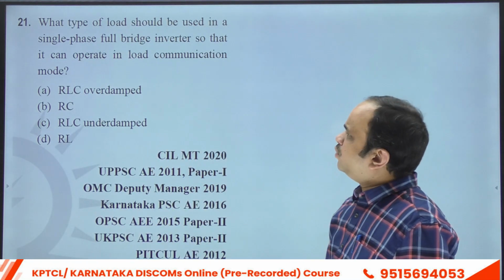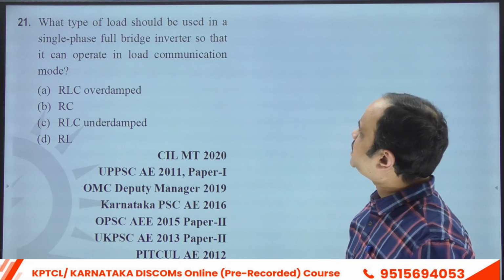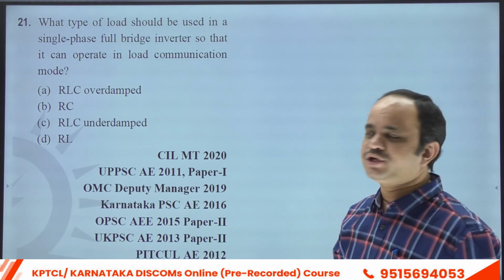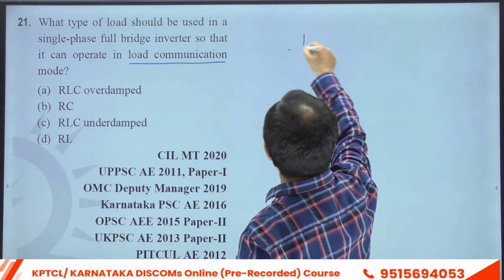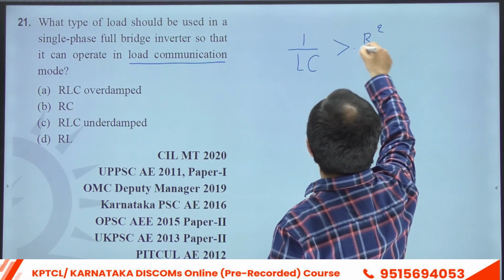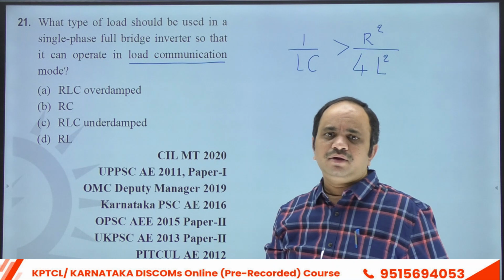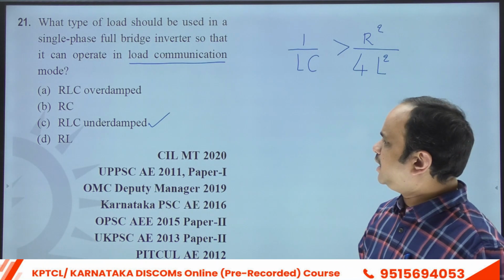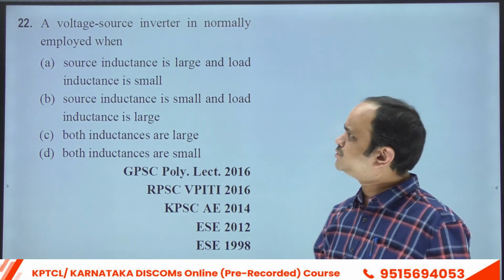Next one. What type of load should be used in a single phase bridge inverter so that it can operate in the load commutation mode? For load commutation to be possible, what is the condition? 1 by LC should be greater than R square divided by 4L square. This concept is nothing but RLC underdamped load. Now let us move to the next question.